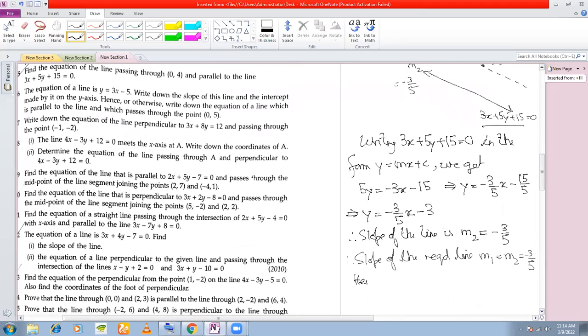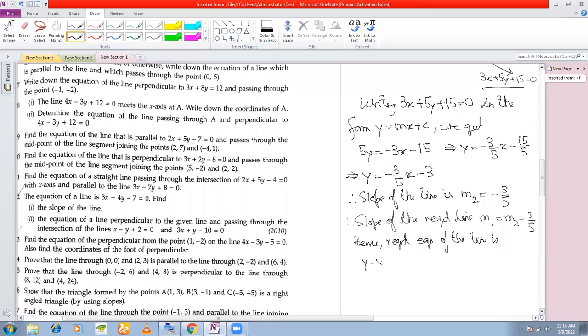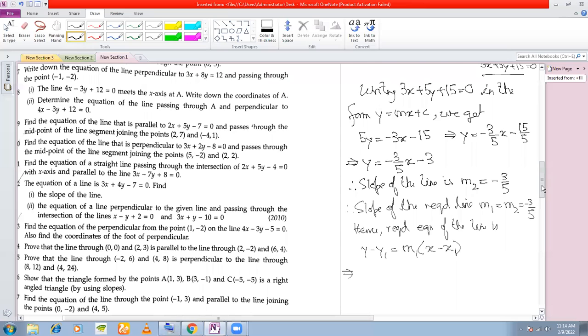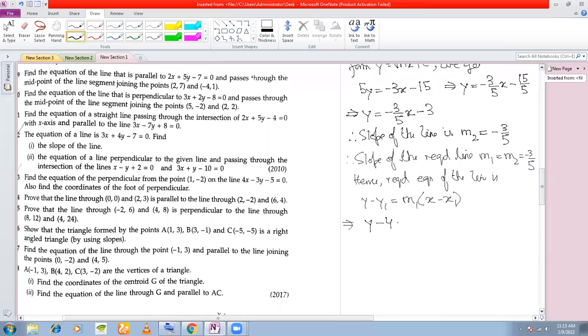So hence required equation of the line is y minus y1 is equal to m1, because the slope of the required line is m1, into x minus x1, isn't it? And what is x1 y1 here? This point is your x1 y1. Okay, so x1 is 0, y1 is 4. So y1 is 4, and m1 we have found out to be minus 3 by 5, and x1 is 0. Right? So this is the required equation of the line.